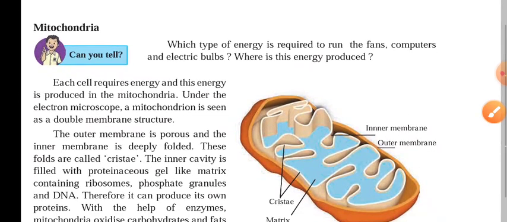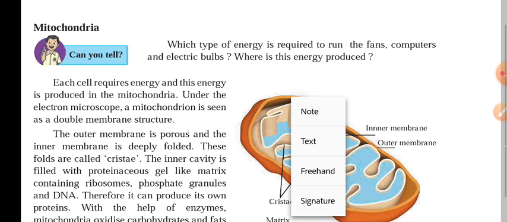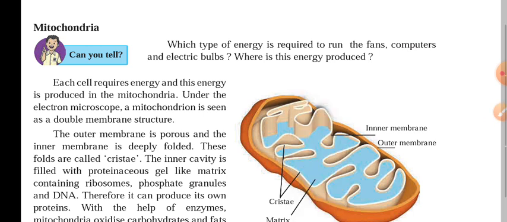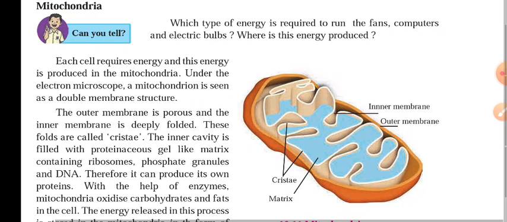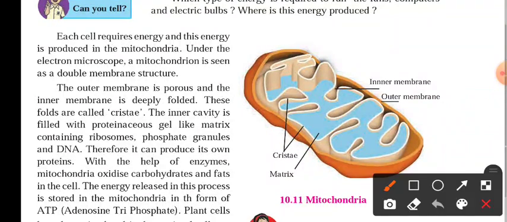Further, next what we have to study is the mitochondria. This is one of the most important cell organelles of the cell. Mitochondria is also called the powerhouse of the cell, because as we require electricity for our various machines to work, exactly the same way, the cell requires energy to carry out its functions, and that energy comes from mitochondria, and that's why this is also called the powerhouse of the cell. Each cell requires energy, and this energy is produced in the mitochondria.